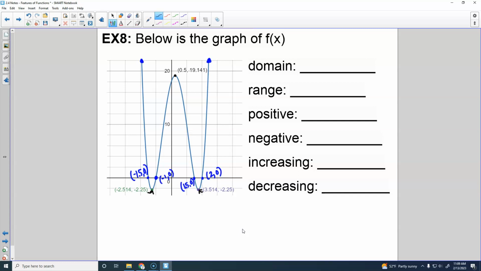Yes, those are included. Those are closed circles. Yeah, this is one constant line. So there are no asymptotes and no holes. That should help you on domain.